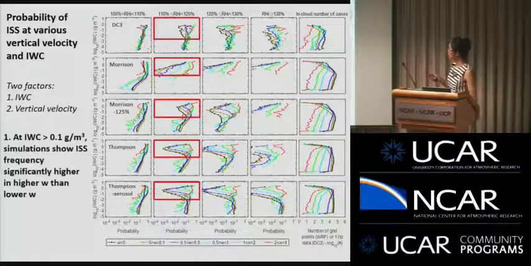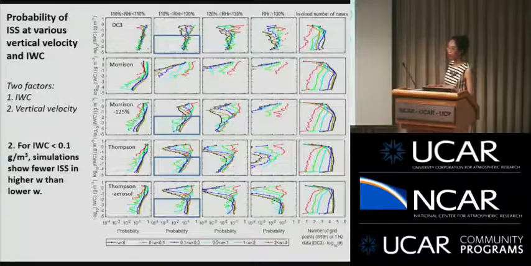And I want to cut it into two pieces. So the conclusions are twofold. If you look at the high ice water content, greater than 0.1 gram per cubic meter, simulations show ice supersaturation frequency significantly higher in the higher vertical velocity, such as here, the red color, compared with the lower vertical velocity, which is, say, the blue, the dark blue, or the black, or the yellow, which is here. And the difference is about 4 orders of magnitude. But the observations only show 1 to 2 orders of magnitude of difference. So a stronger dependence on vertical velocity is shown in simulation.